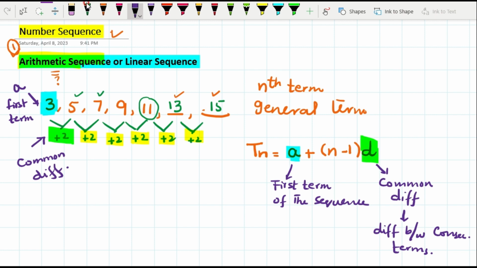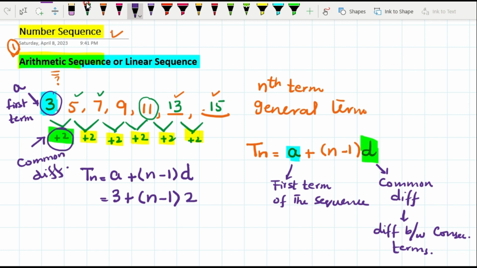Let's find its nth term now. Here is the formula, as we already know. This is the time to substitute the values. What is A here? A is 3. I will write 3 here. Because I need to find the nth term, I'll keep it as it is. D is 2. I will write 2. So don't forget it.